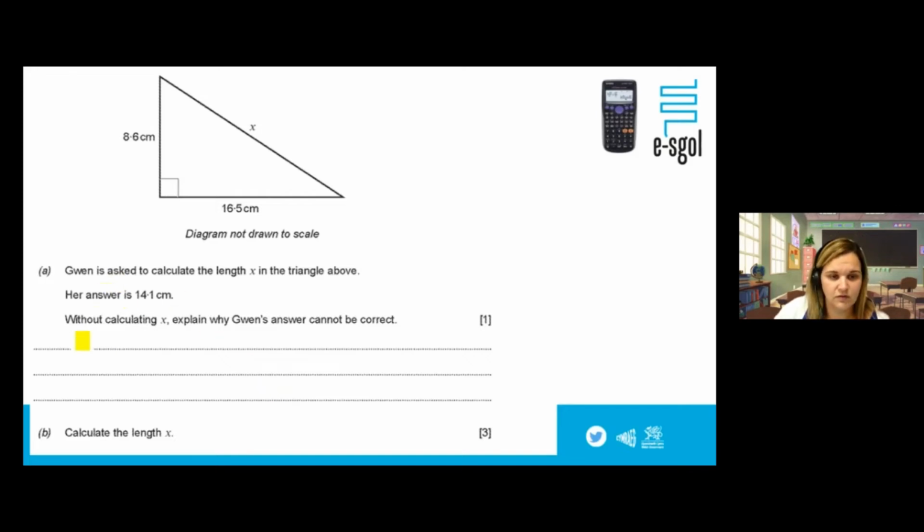So I'm going to read through the question. Gwen is asked to calculate the length x in the triangle above. Her answer is 14.1 centimetres. Without calculating x, explain why Gwen's answer cannot be correct. Okay, so we're not working it out, so it's only a 1-mark question. But we have to be able to say, without doing any maths, why.